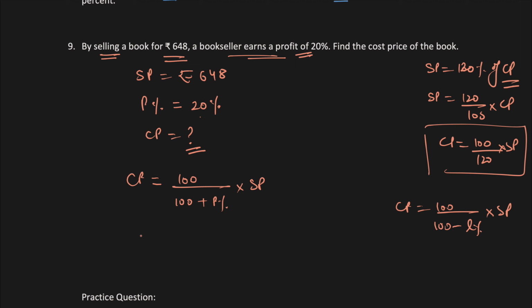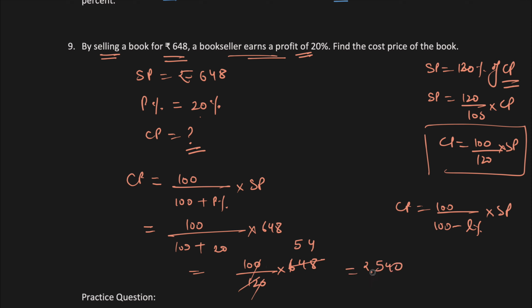Now we have to calculate CP, so let's put in the direct values. 100 by 100 plus how much is the profit percent? 20, into SP, which is 648, right? So 100 by 120 into 648. Let's cancel. With 12 you can cancel it. You will directly get 54 here. So CP comes out to be 540 rupees. They asked only to calculate the CP, right? So we are done with that. I hope it's clear, students.